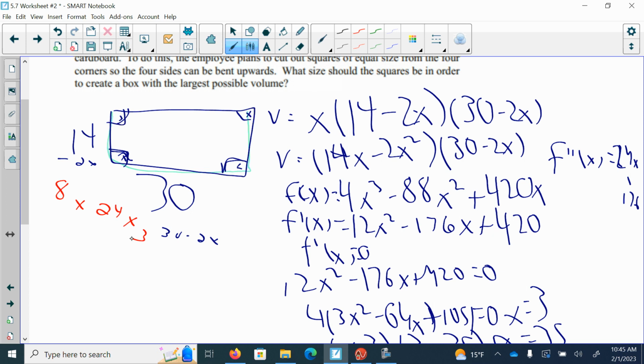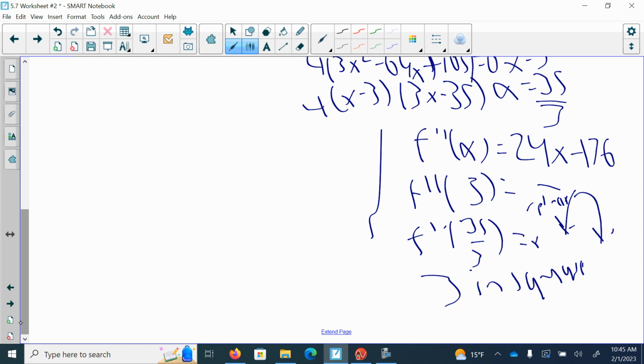The second critical number was at 35 over 3. When he did the second derivative, that ended up being positive, I believe, which means it concaves up, which means it's a min. And that 35 over 3 will make it so that you're just folding the box in half, so you have no volume.